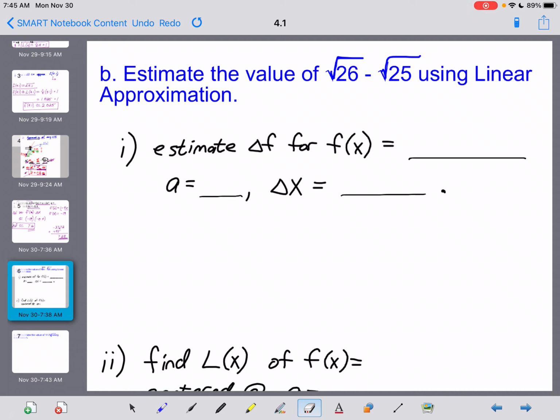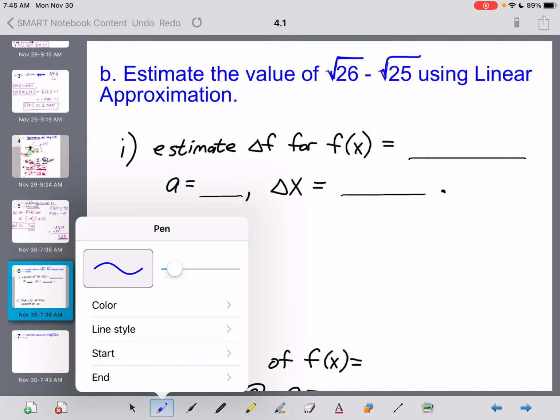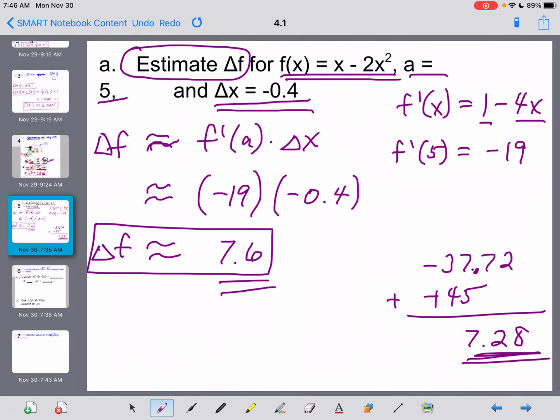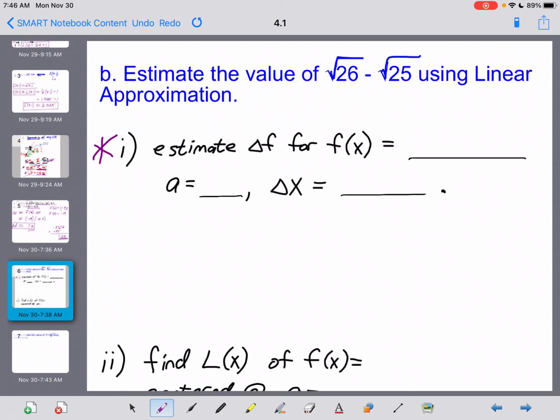Okay, so you'll notice this problem then looks different from the one that we just did, but with a little bit of translating we can get it there. First thing, we're going to try to break this down, and you'll notice that in everything that I've asked you to come up with right here in part 1 of this problem, it's now going to look pretty much like this one did in example A. So estimate delta f for what function? Well, both of these terms right here, the square root of 26 and the square root of 25, I think obviously, are asking you to take the square root of some particular number.